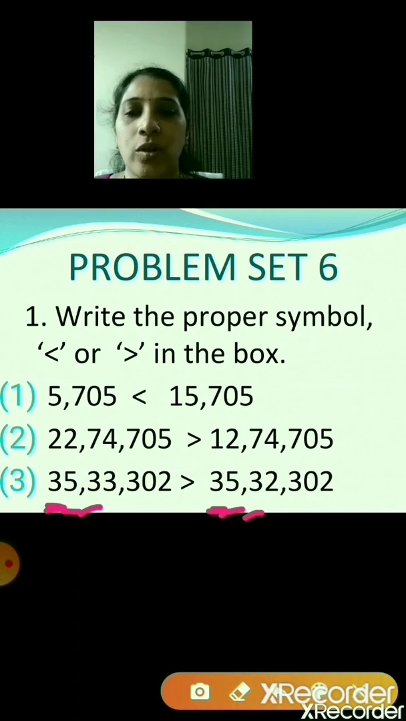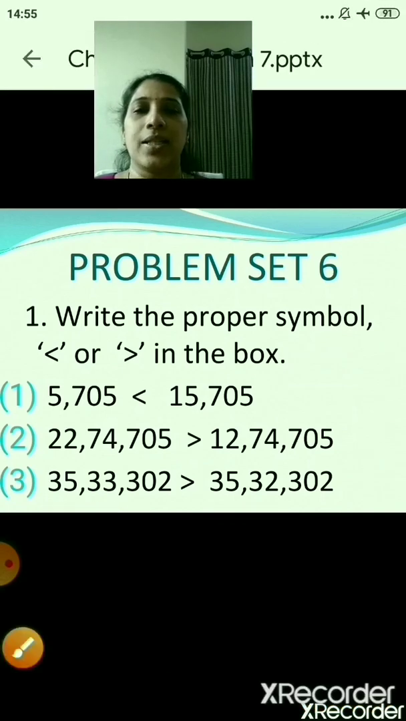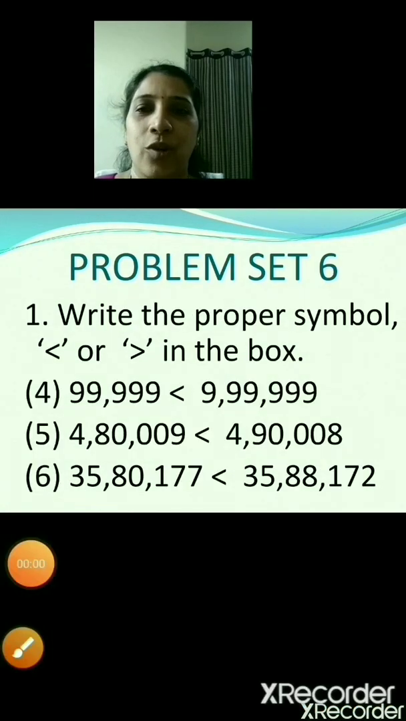Let's go to the fourth number. Fourth number is 3 and here it is 2. Right children? So 3 is obviously greater than 2. So 35,33,302 is greater than 35,32,302. So students, you are understanding, I hope. Let's move to the fourth one.